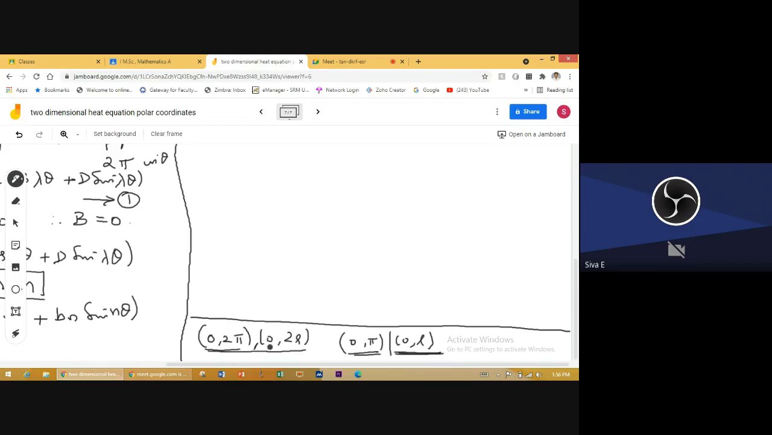If 0 to 2 pi or 0 to 2L is the interval, then the Fourier series is the full range Fourier series. That is one important MCQ.